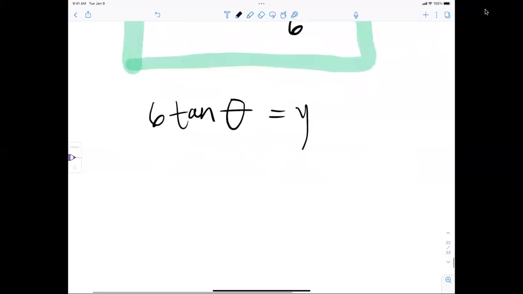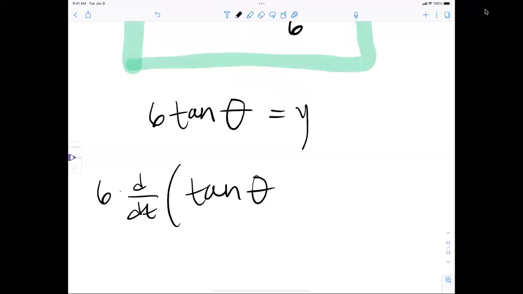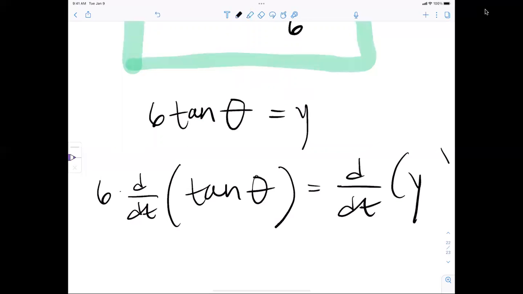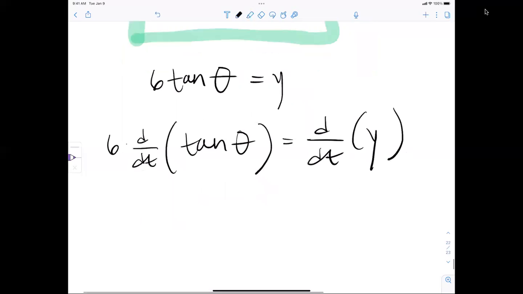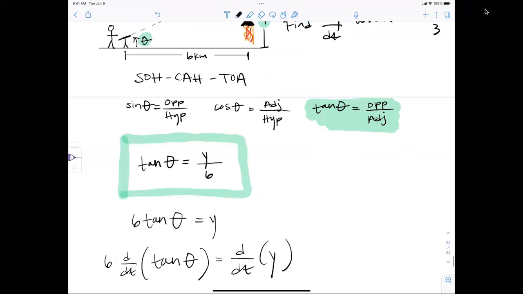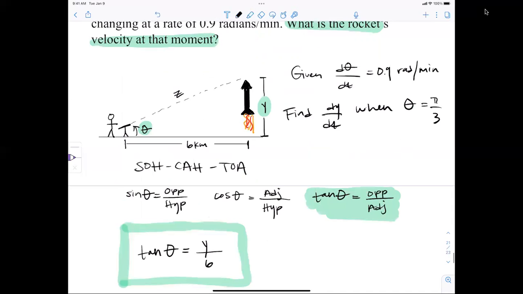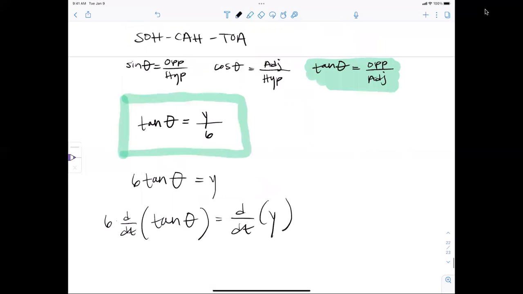So that when I differentiate with respect to t, I'm going to pull the 6 out on the left-hand side. And show I'm differentiating with respect to t. Okay, we had stated our given rate, the rate we're trying to solve for. We have our equation. We're ready to differentiate and derive the relationship between the rates of change.